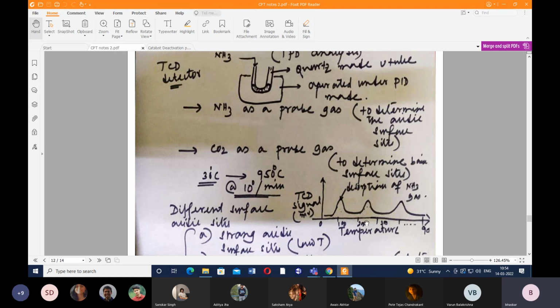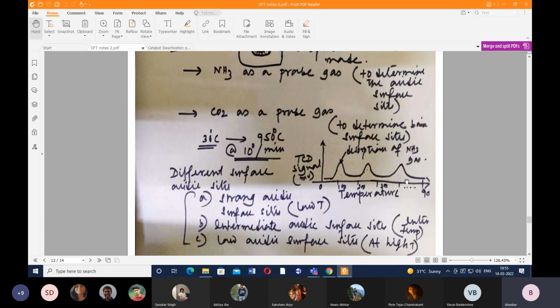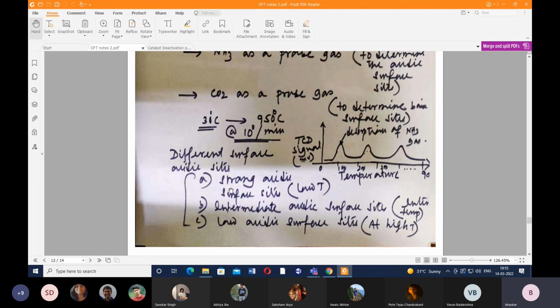Similarly, there will be another peak at intermediate temperature. This would be attributed to the desorption of ammonia gas, and would be considered as intermediate acidic surface sites. Finally, at high temperature, there will be another desorption peak for ammonia. This is the weak acidic surface sites. So we have three different acidic surface sites here: strong acidic surface sites at low temperature, intermediate acidic surface sites at intermediate temperature, and finally weak acidic surface sites at high temperature.